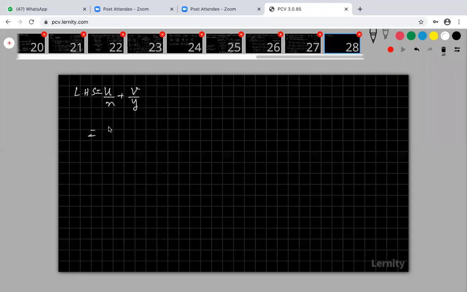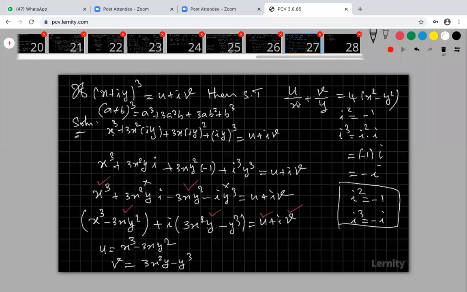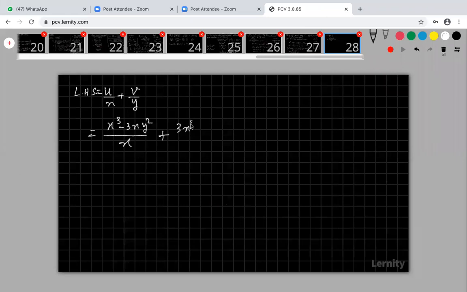Look at the left hand side. This is x cube minus 3xy square divided by x plus, my left hand side is u by x, v by y. This is x cube minus 3xy square. This is 3x square y minus y cube, divided by y. So here you take one x common and cancel it. So therefore this is x square minus 3y square. Here taking one y common and cancel it. 3x square minus y square.